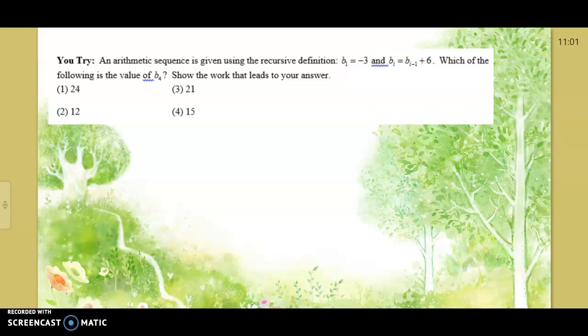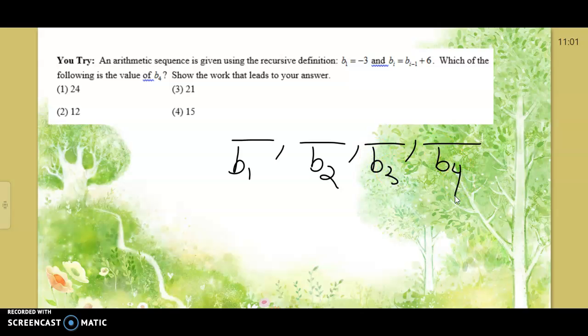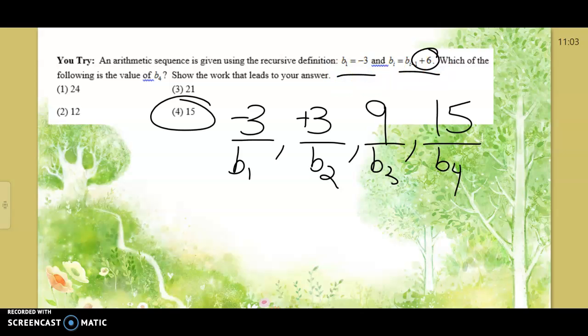All right, let's finish it up here. We have to find the 4th number, to be technical, B1, B2, B3, B4. Angie, what's the first number we've got based on the information told to us? Go, starting at -3 and adding 6.